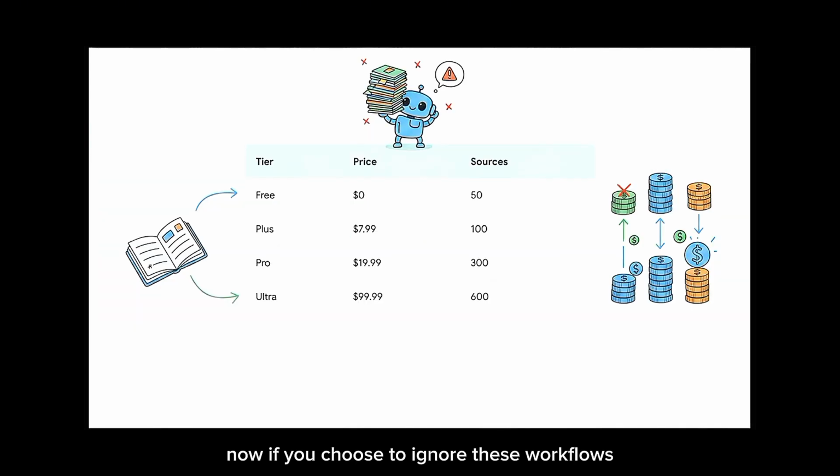Now, if you choose to ignore these workflows, buying your way out of the limit gets expensive really quickly. Looking at the 2026 Google AI subscription tiers, the free tier obviously stops at 50 sources. Upgrading to the Plus tier will cost you $7.99 for 100 sources. The Pro tier jumps to $19.99 for 300, and the Ultra tier demands $99.99 for 600 sources.